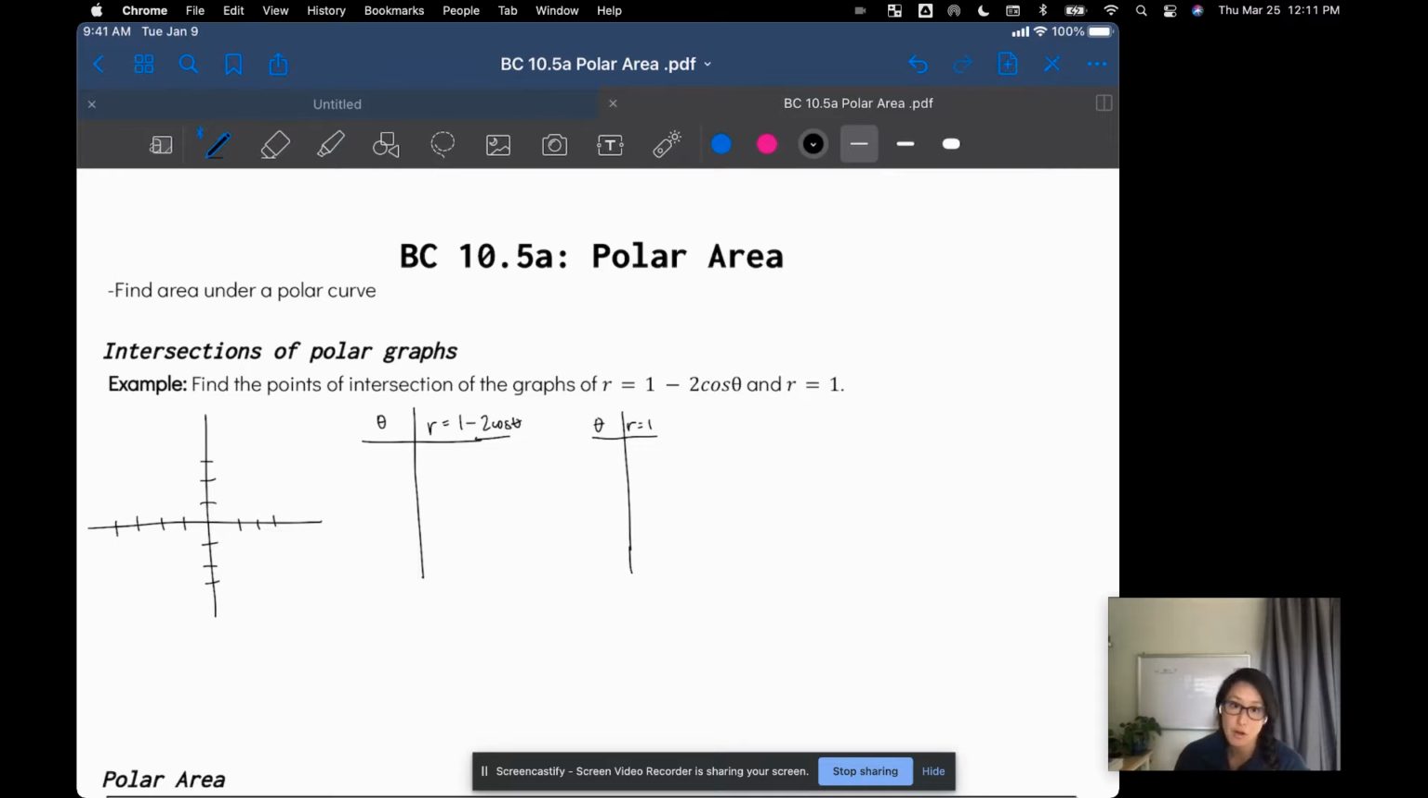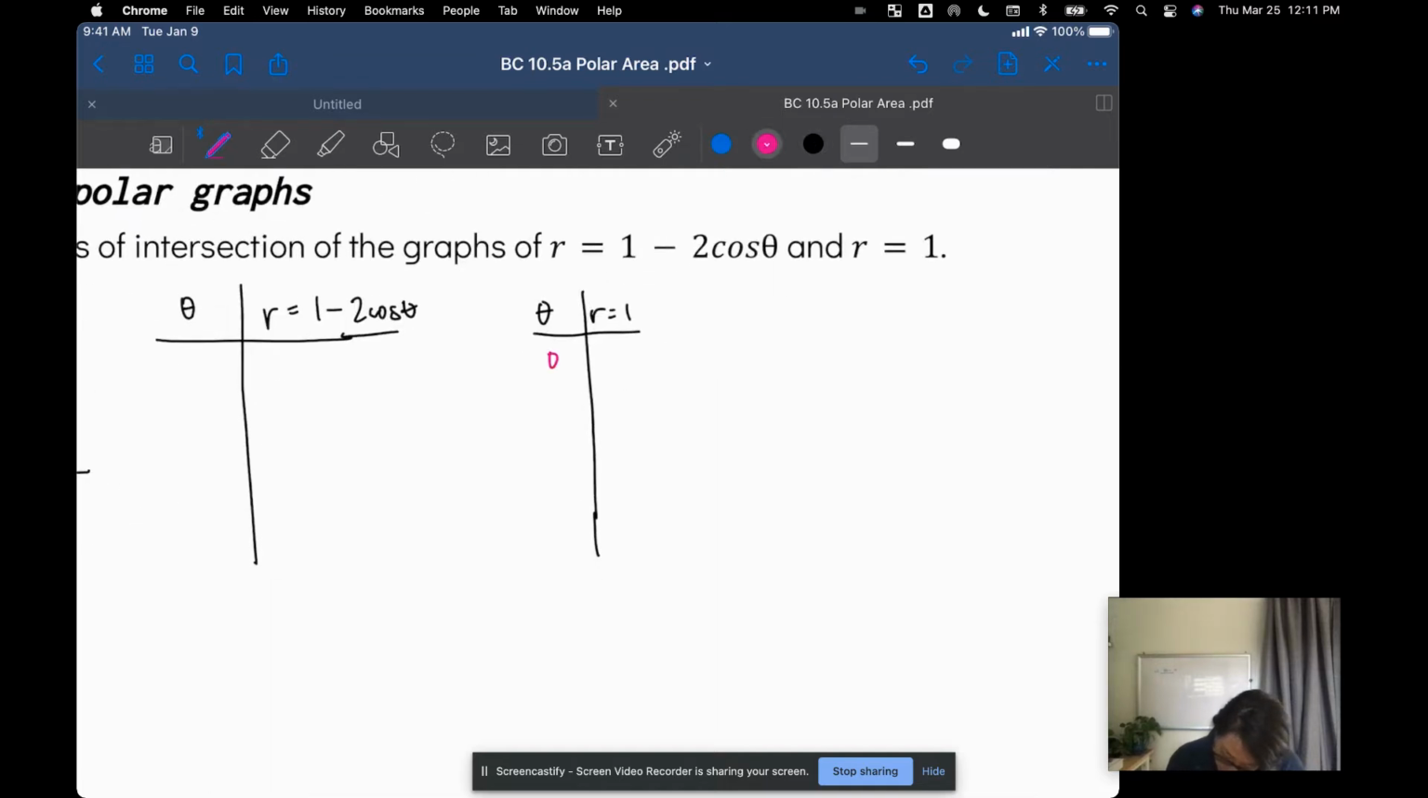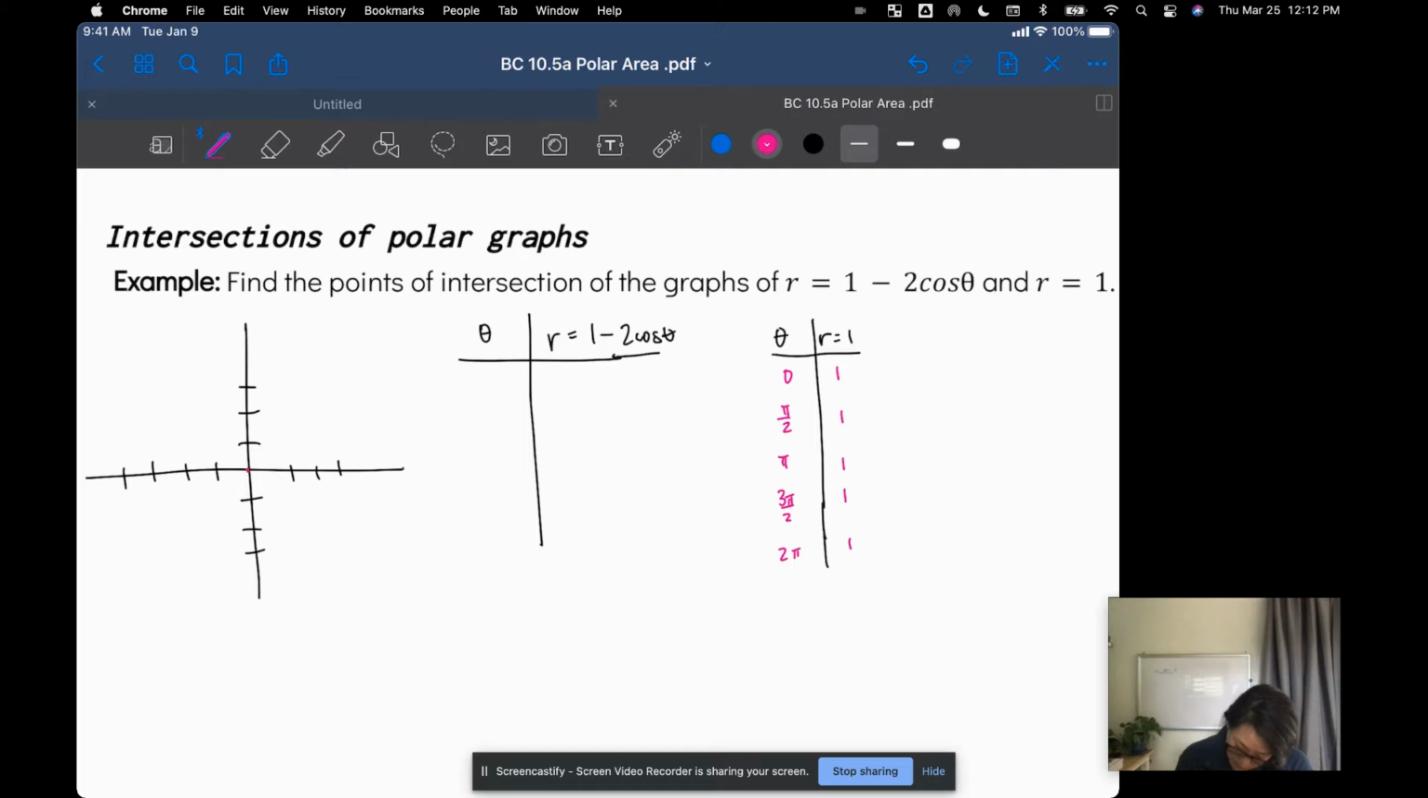So let's go ahead and graph r is equal to 1 first. I'm going to plug in angles of 0, pi over 2, pi, 3 pi over 2, and 2 pi to make one full rotation. When I plug in 0, there is no theta, so that would be a radius of 1 all the time. So this is a circle. At angle 0, a positive radius of 1, at pi over 2, a positive radius of 1, at 3 pi over 2, a positive radius of 1. So I end up with a circle.